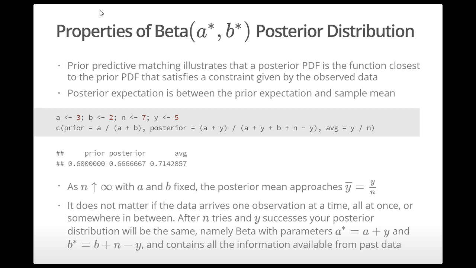And that contains all the information available from past data. So beta prior with binomial likelihood is an example of natural conjugacy, in the sense that if you start with a beta prior and condition on binomial data, then you're going to get a posterior distribution in the same family, but with different hyperparameters, a star and b star, rather than a and b. And so you can get essentially exact posterior distributions if you use conjugate priors.